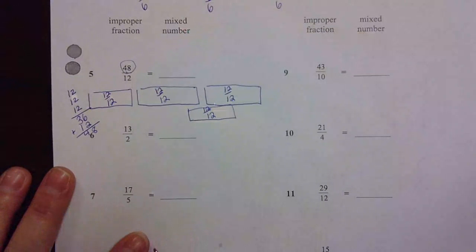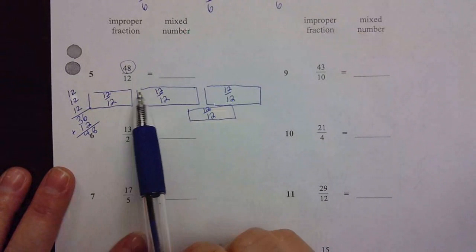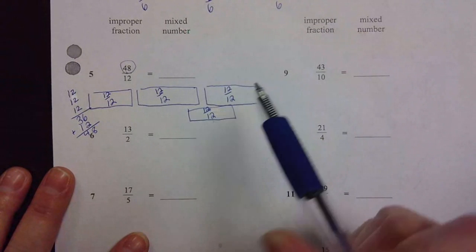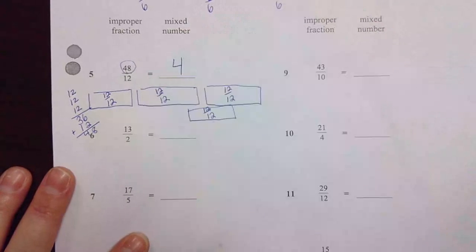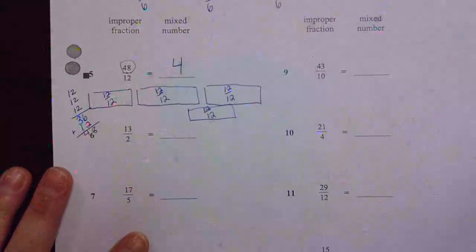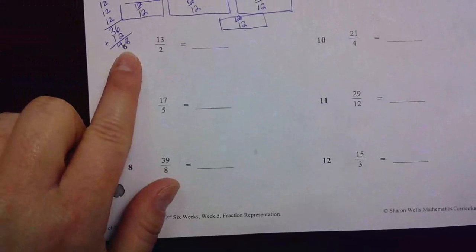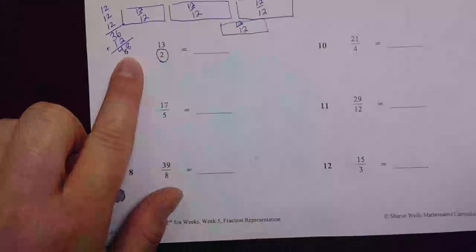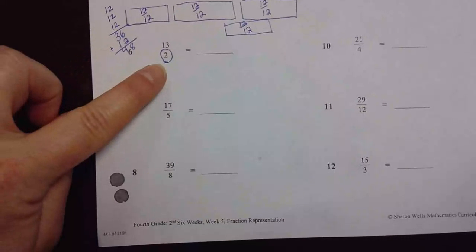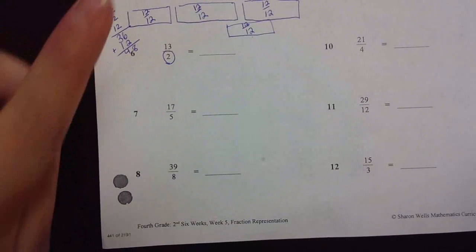So that equals, what's our mixed number? 1, 2, 3, 4 wholes. I would represent 4 wholes. Let's take a look at 6. What's our divisor? Halves, right? So how many halves? How many times can 2 go into 13?